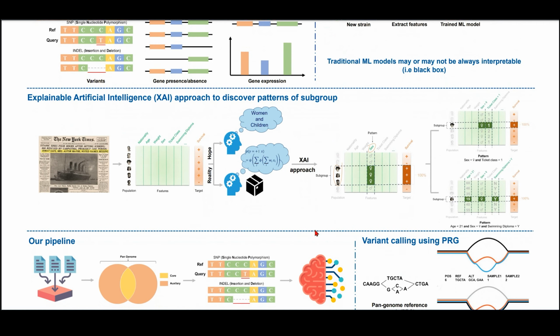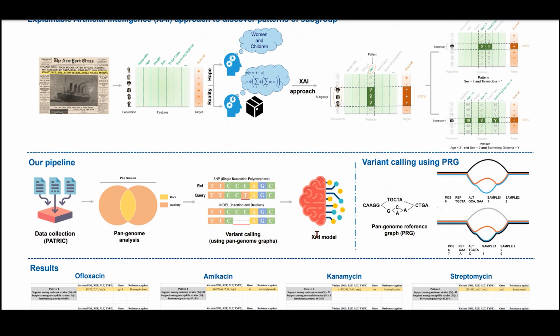Now, after looking at the approach that we are planning to follow in our study, next we will look at the pipeline that we used. So the first step is data collection, and currently we are using publicly available data from the PATRIC database. Next, we do the pangenome analysis to split our genome into core and auxiliary genome. The core genome consists of genes that are present in all the strains, while the rest of the genes belong to the auxiliary genome.